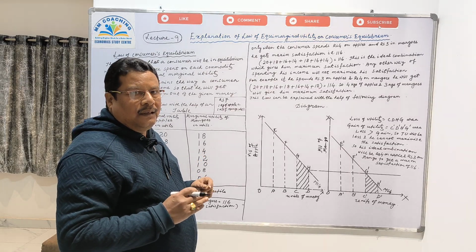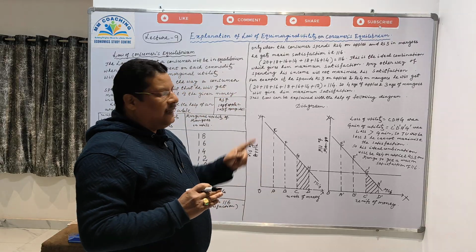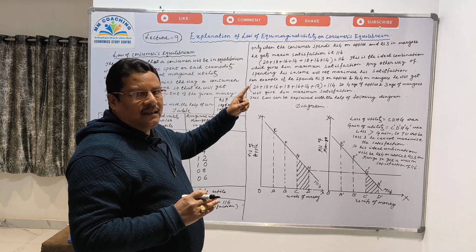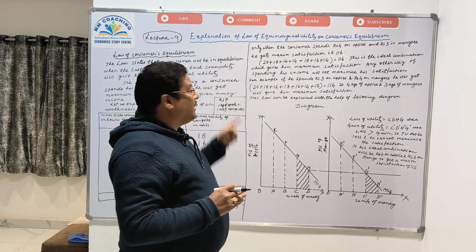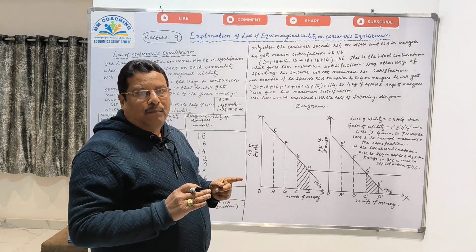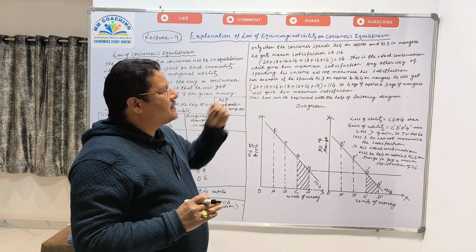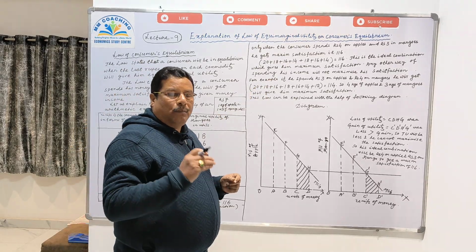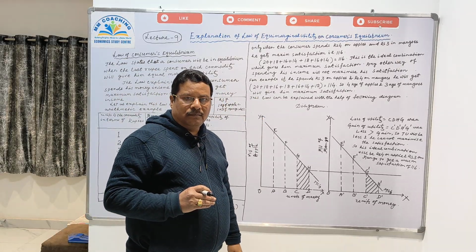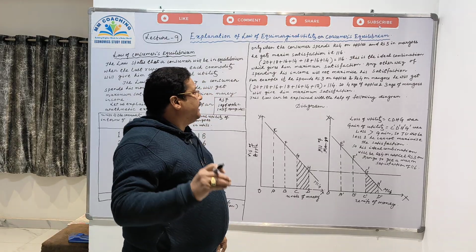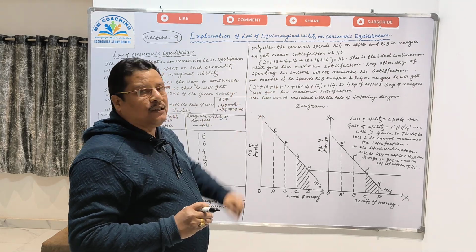So how does he get maximum satisfaction? When he spends rupees 4 on apples and rupees 3 on mangoes, he will get maximum satisfaction, that is 116. And mind you one thing, this is the ideal combination which gives him maximum satisfaction.